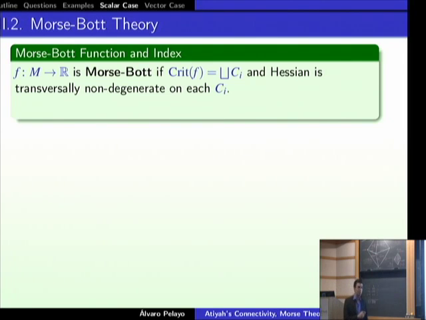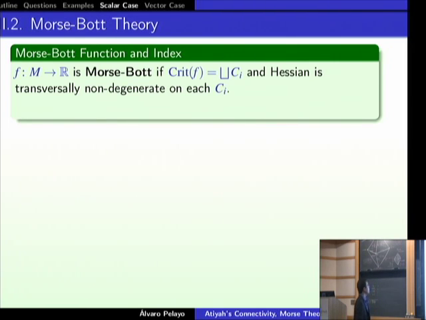OK, so let me introduce or review Morse-Bott theory. This is slightly more general than Morse theory. And that's why it has the name Bott. So a function on a manifold, which is smooth. So now I'm going to focus on smooth functions. Is Morse-Bott if the critical set is a disjoint union of submanifolds, and on each of these submanifolds, the Hessian is transversally non-degenerate.